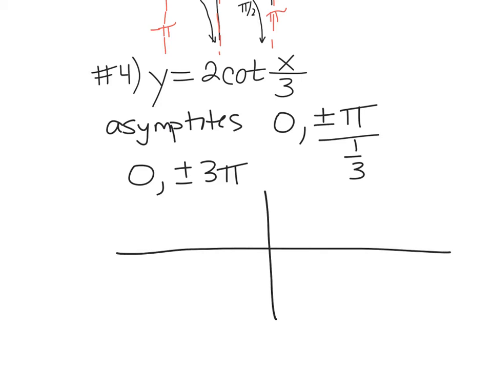All right, so we're ready to graph. It's going to have an asymptote through 0. It will have an asymptote at 3 pi. And it has an asymptote at negative 3 pi.